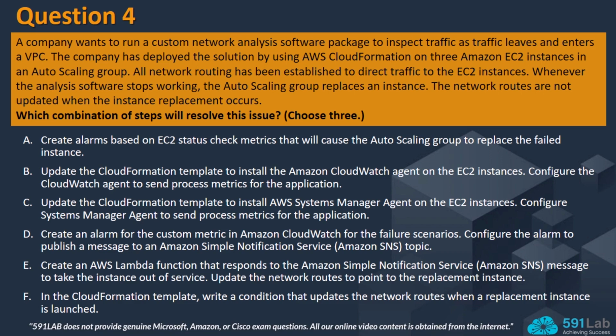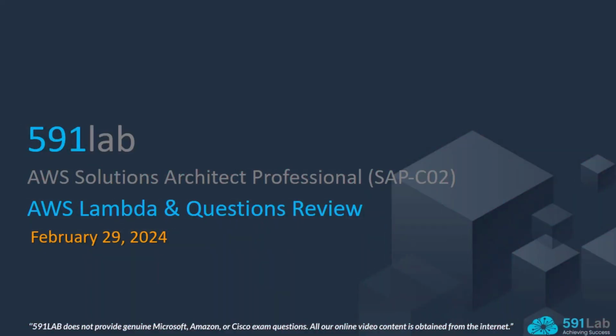Whenever the analysis software stops working, the auto scaling group replaces an instance. The network routes are not updated when the instance replacement occurs. Which combination of steps will resolve this issue? Choose 3 answers.